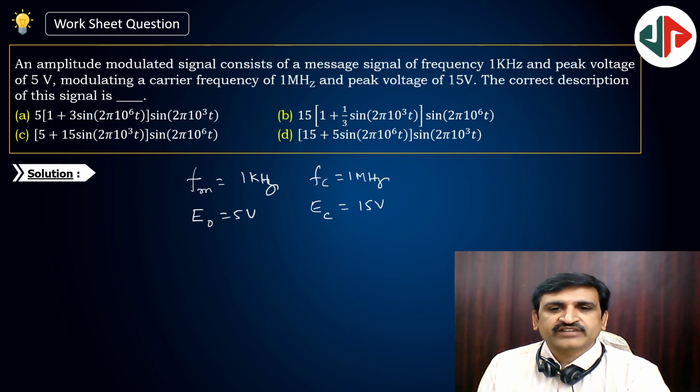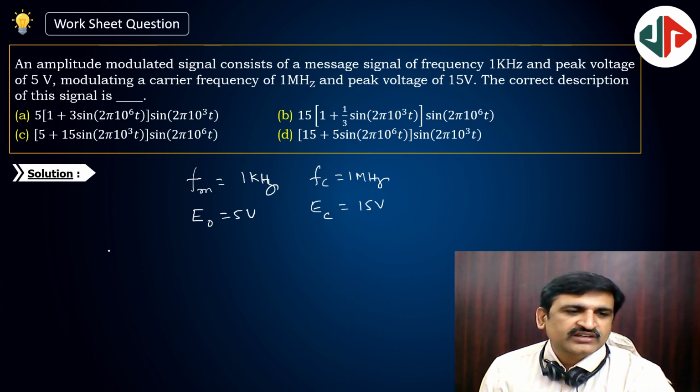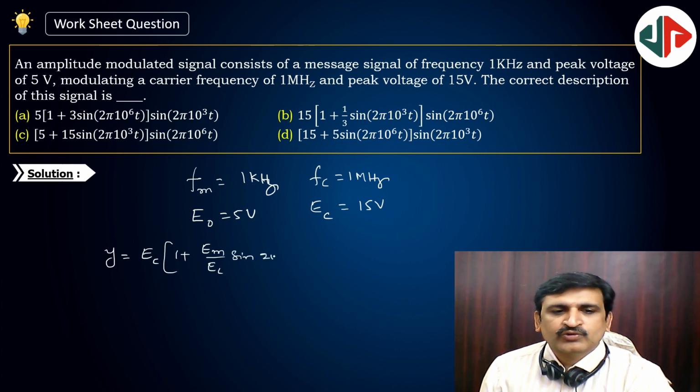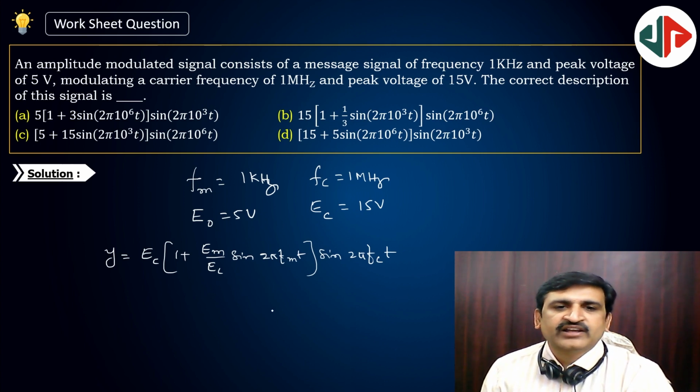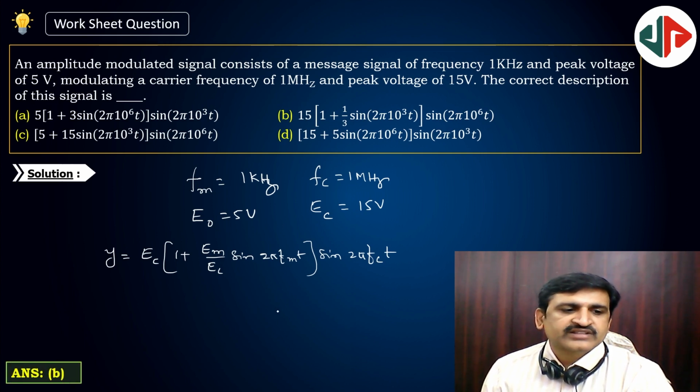Equation of a modulated wave is, you see, y is equal to EC into 1 plus EM by EC into sine 2 pi FMT into sine of 2 pi FCT, modulated wave definition. So on checking with this and comparing with this, we'll get the option close to B. B, carrier is right. Yes.